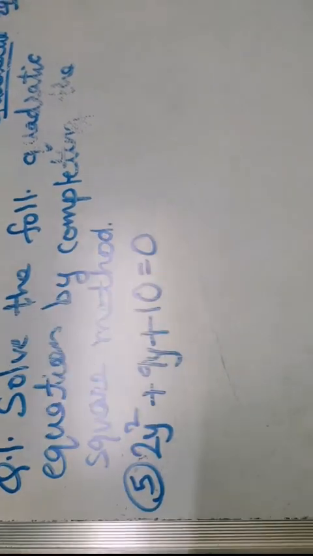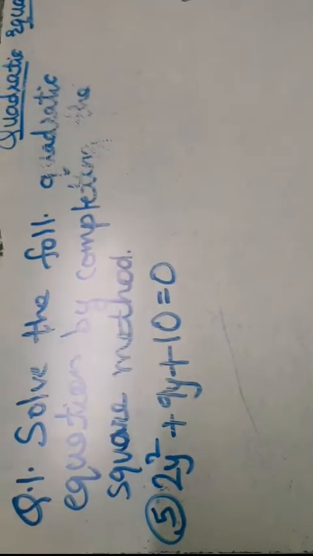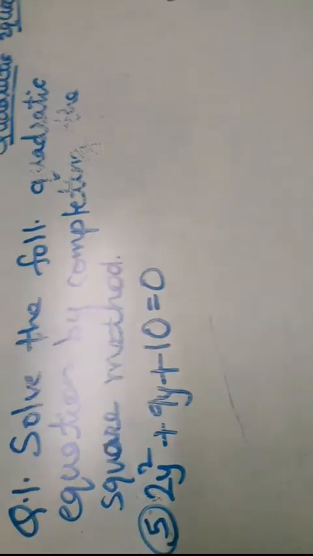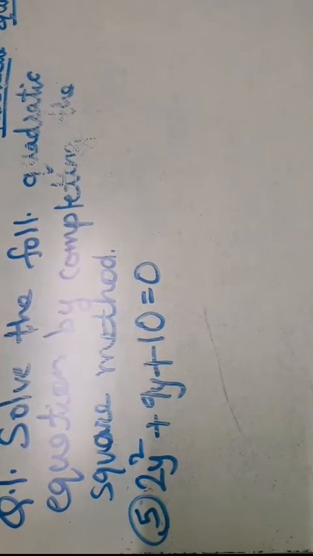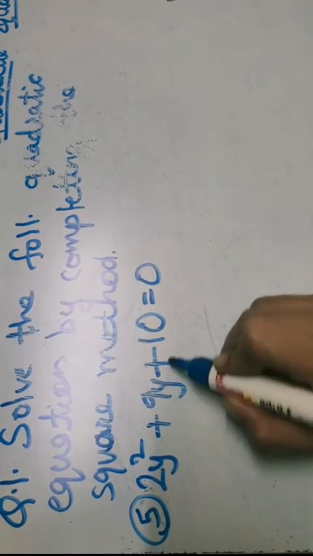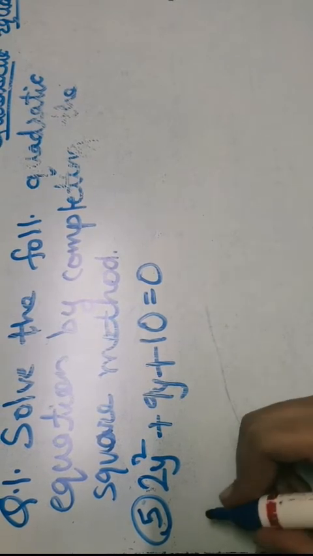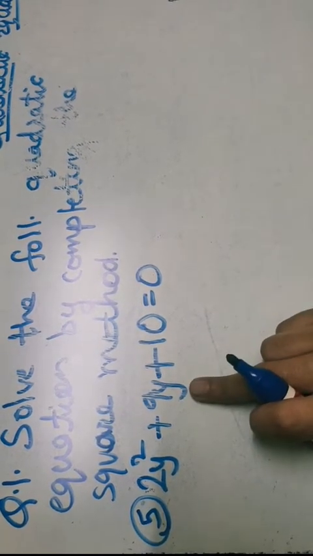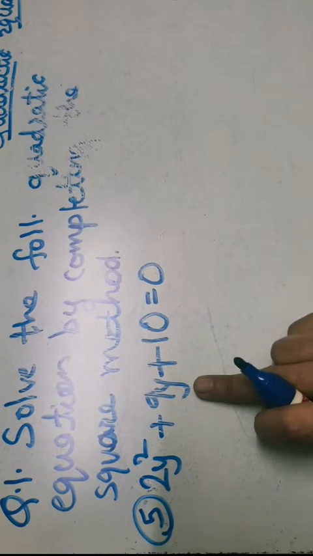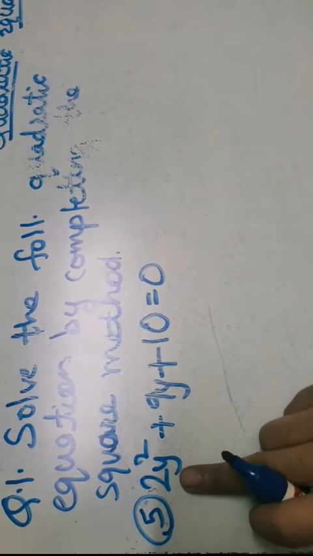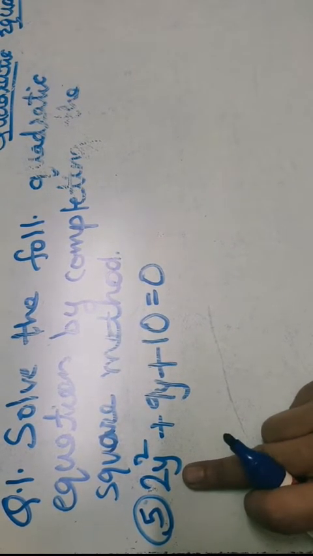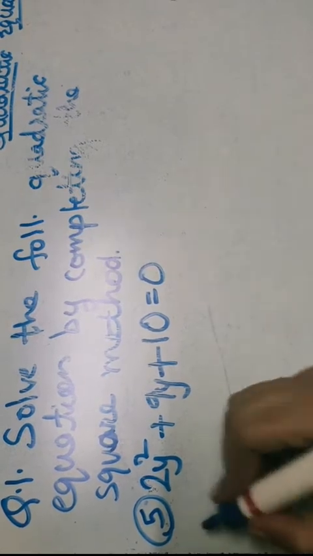Hello everyone, now we'll be solving the fifth sum from exercise 2.3. The equation given is 2y square plus 9y plus 10 is equal to 0. Here it is the same as the previous fourth sum. The coefficient of the first term is 2. We'll make this 1. To make this 1 we are going to divide the equation by 2.